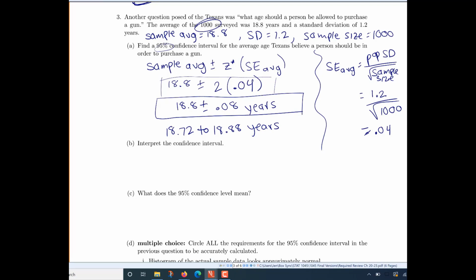Now, to interpret it, remember your interpretation is always exactly the same here. It's going to be: we are 95% confident that the population average, or the average of all, is between 18.72 and 18.88 years.